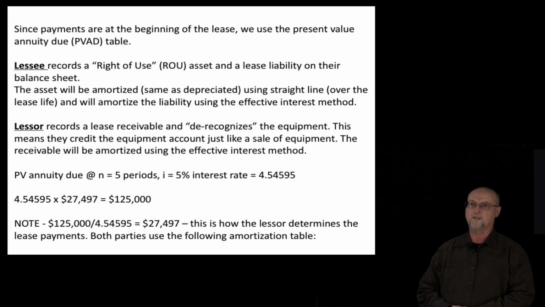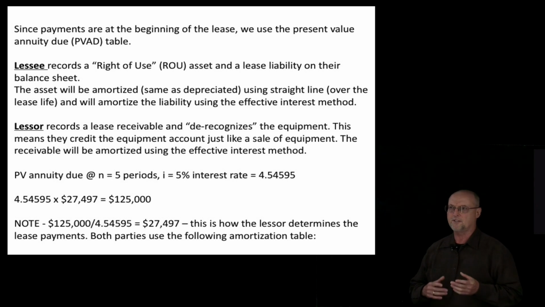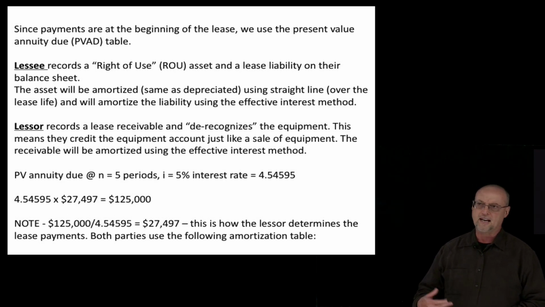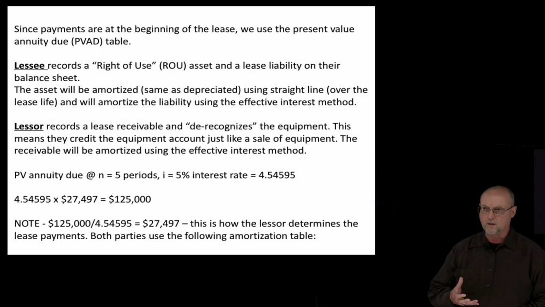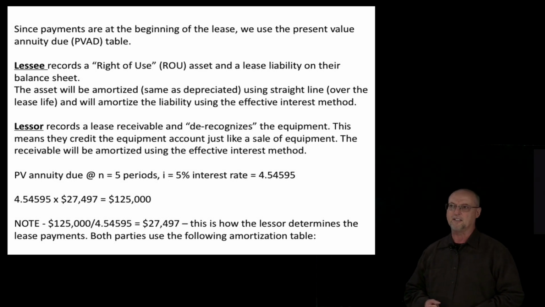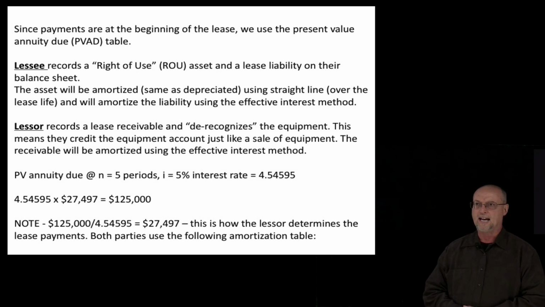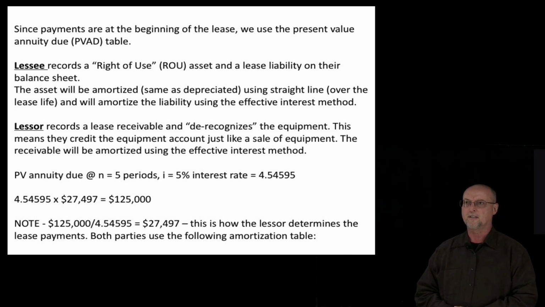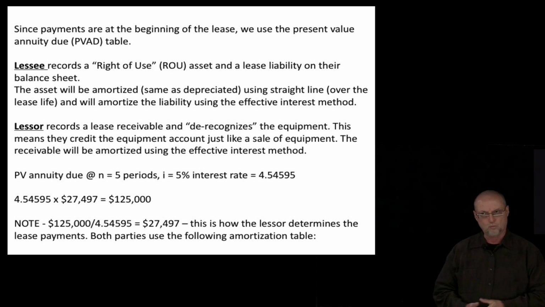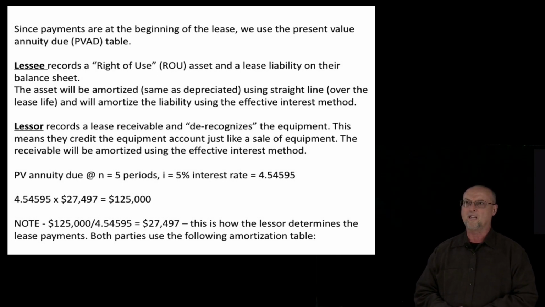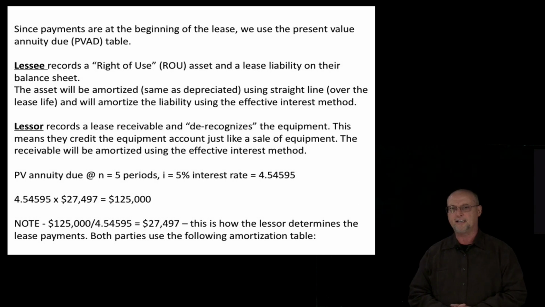Payments are due at the beginning of the lease, so we use the annuity due tables as previously mentioned. Since this is a finance lease, the substance of the transaction is similar to a purchase by the lessee and a sale by the lessor, even though the lessor will receive the asset at the end of the lease life. So the lessee is going to record what's called a right of use asset and a lease liability on their balance sheet. The asset will be amortized, which is similar to depreciation, using the straight line method over the lease life, and will amortize the liability using the effective interest method.